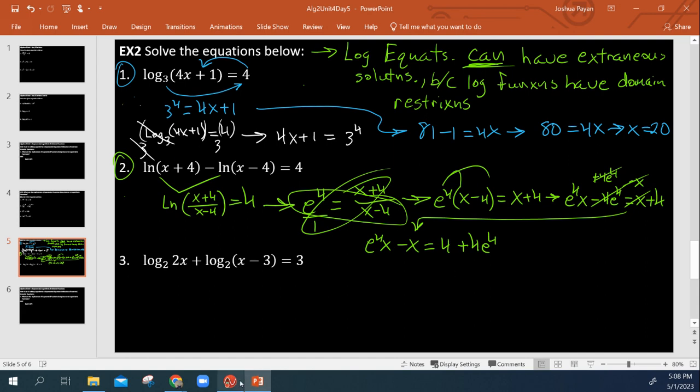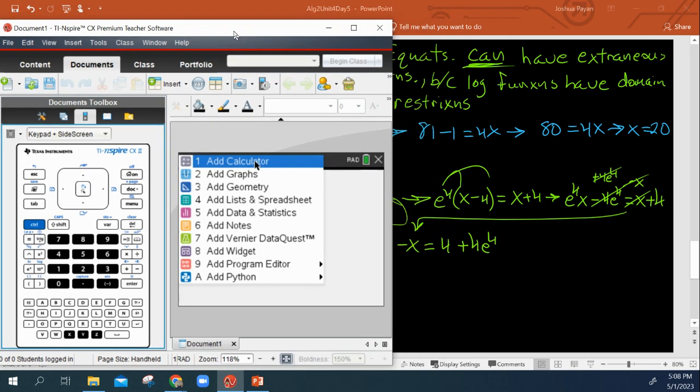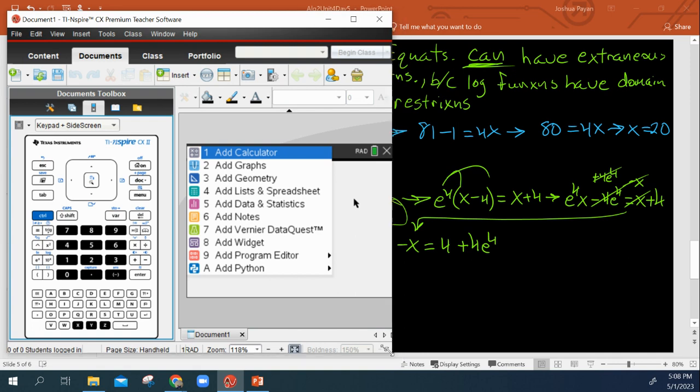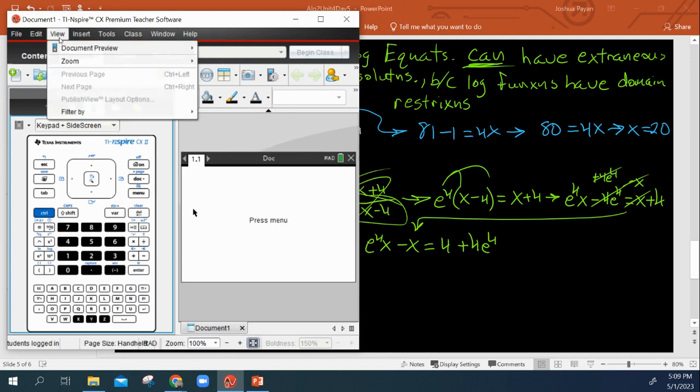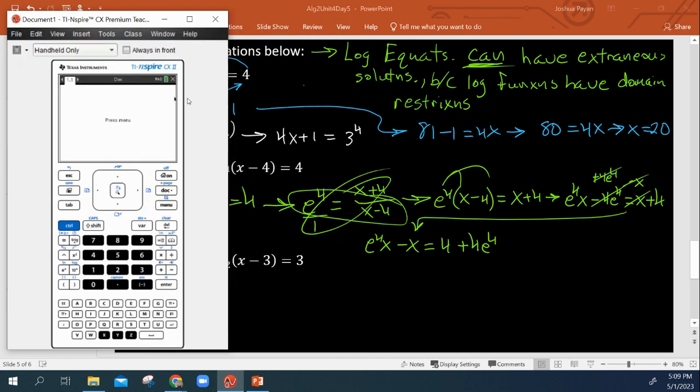This is where we're going to need our calculator. Let's see if I can fit this here in the window a little bit better. You know what? I'm going to change the view on this. That's not what I was looking for. Here we go. We're just going to say handheld only. There. That's a lot more user friendly, kind of.